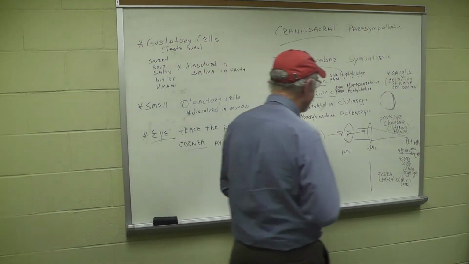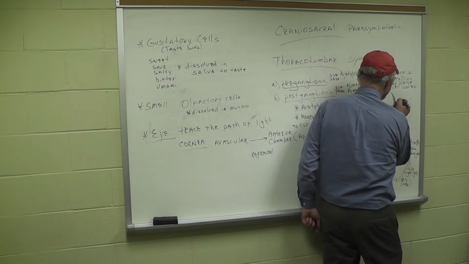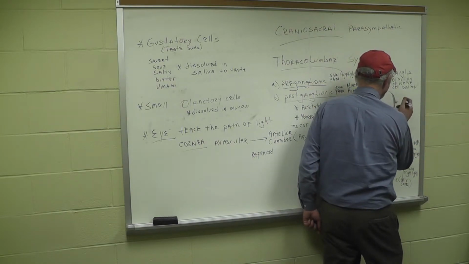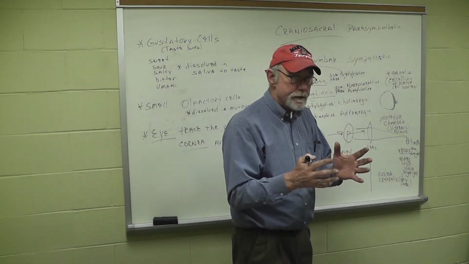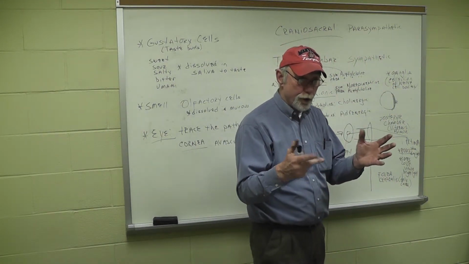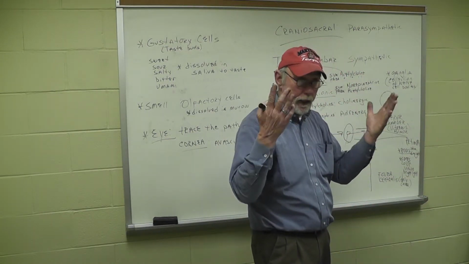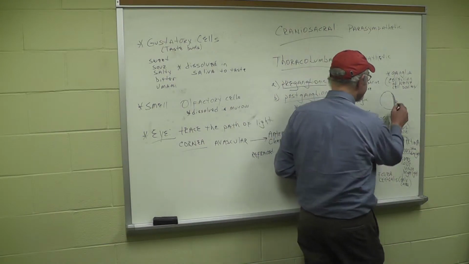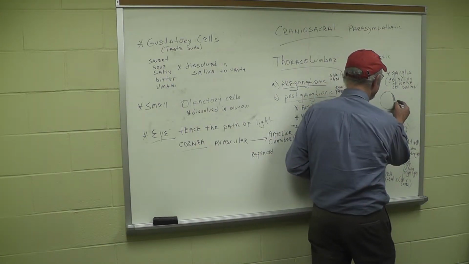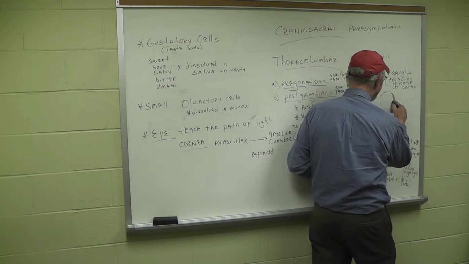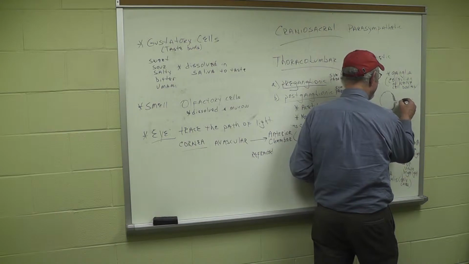Now there is an area back here where there are no rods and cones, because it's the area where all of the axons, because rods and cones are neurons, they're nerve cells, they're stimulated by light, and all those axons collect together to form the optic nerve. All right, so they all collect up here, and so there's no vision there.